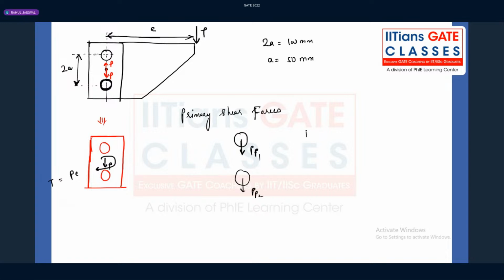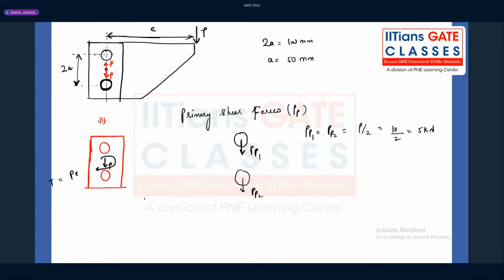And how to calculate the primary shear force? PP1 is equal to PP2, which is equal to P by 2. They will be equally distributed. What is the P value, guys? P value is given as 10 kilonewton divided by 2, which is nothing but 5 kilonewton. Each rivet will be subjected to this much primary shear force, PP. What about twisting moment? Twisting moment will try to shear off by introducing the torsional shear stress.